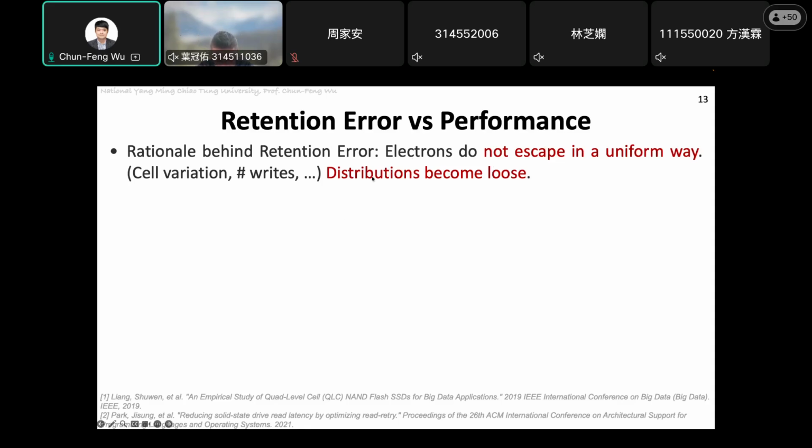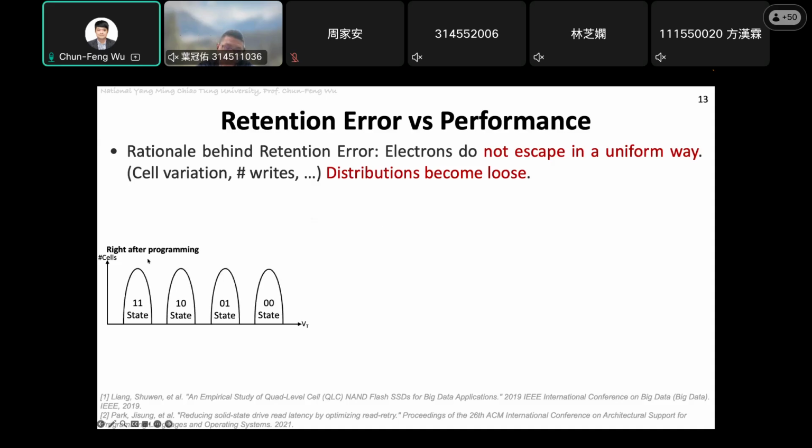Okay, but the thing is the electrons do not escape in a uniform way. Due to a lot of reasons, there are cell variations, and there are different numbers of writes. So here, when we do the programming, you can think about the y-axis now as the number of cells.